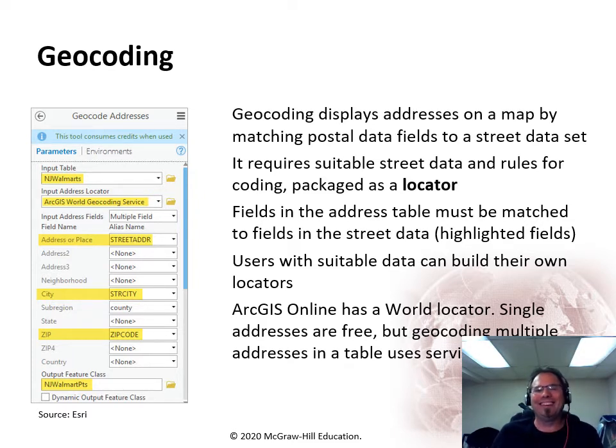However, they've made this a service. So you can go into ArcGIS Online and do a single address. Let's say you want to find your house, right? It'll allow you to do that. However, if you're going to do multiple, that costs what they call service credits. Now, you can build your own locator. In fact, the people at the UWM library have built a locator for ArcMap.